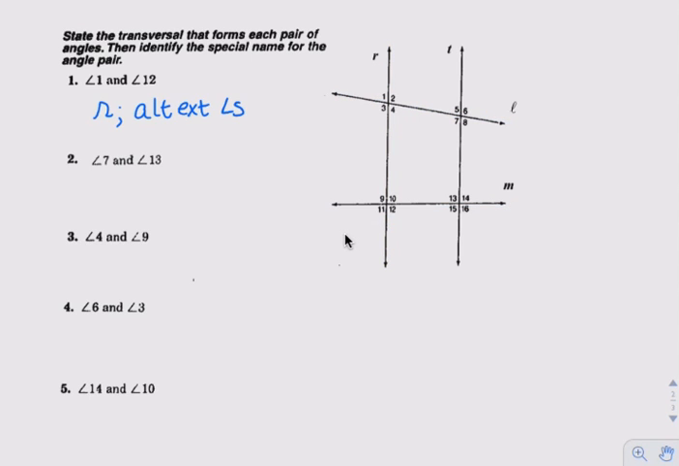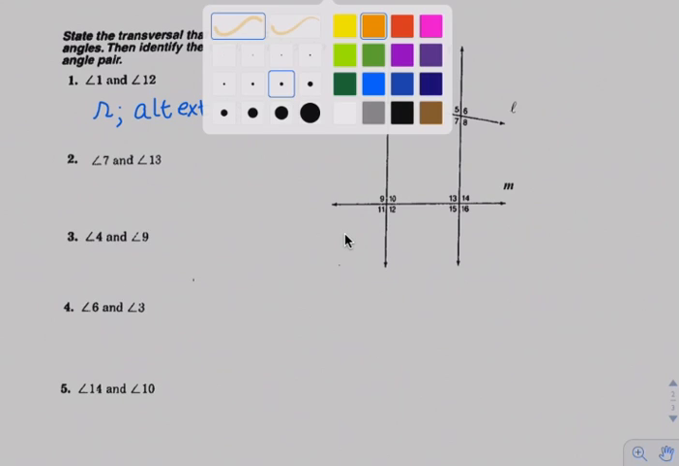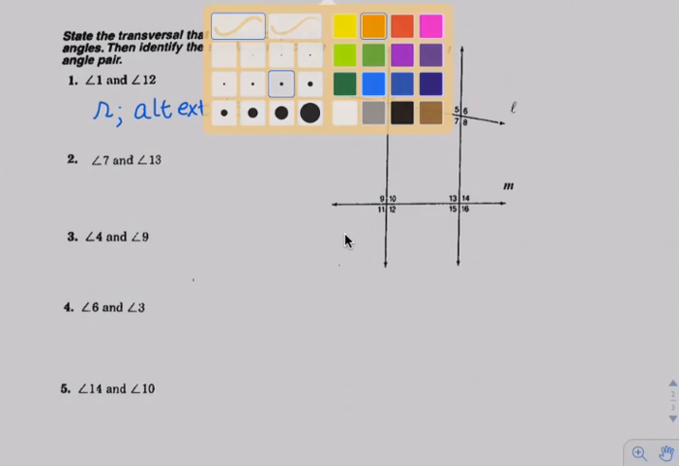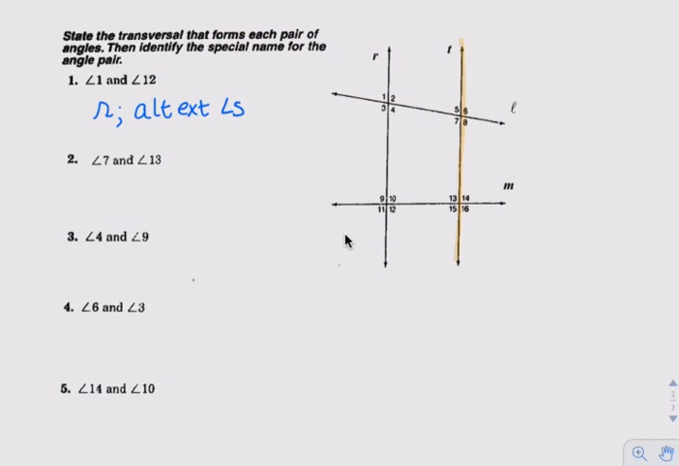Okay, 7 and 13. 7 and 13 both need this line, but also 7 needs that line and 13 needs that line. So which one's the transversal? Well, the one that's common would be your transversal. So T is the transversal. It's needed for both angles. And then how are 7 and 13 related? They're consecutive interior.